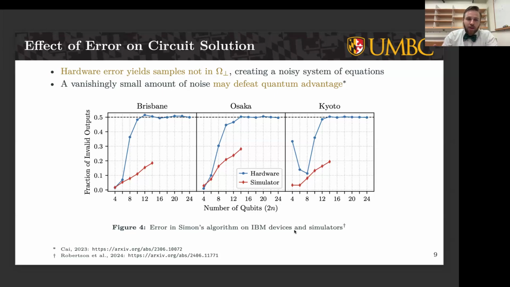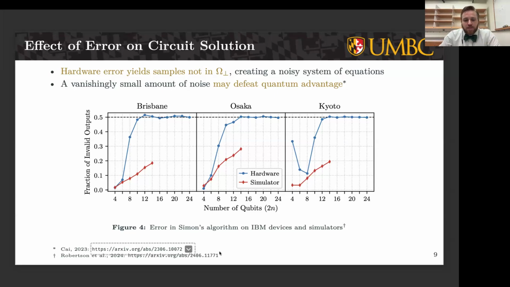And in general, without knowing how F is implemented, without knowing our oracle, we have no good way to differentiate between a valid execution of our algorithm and an invalid execution. So when we're sampling outputs, we can't tell if it's valid or invalid. So we conjecture that a vanishingly small amount of error may defeat Simon's algorithm. There's been a similar result, this paper here, where it was shown that a vanishingly small amount of error defeats Shor's algorithm, which Simon's algorithm is a foundation for.